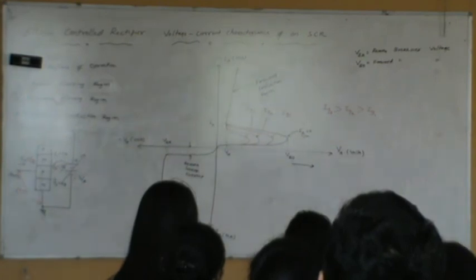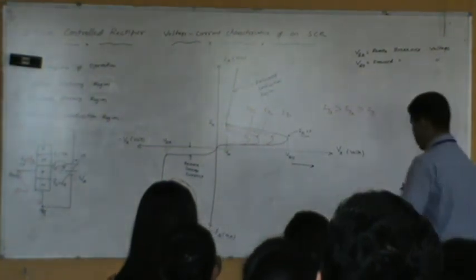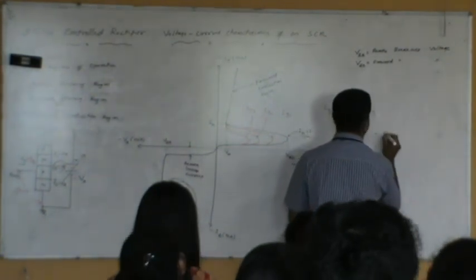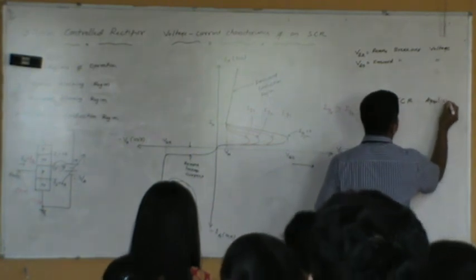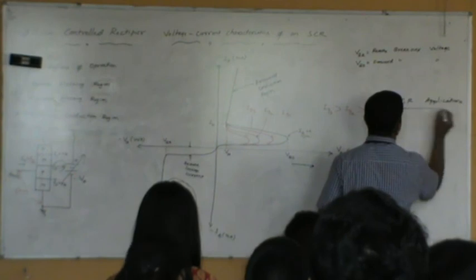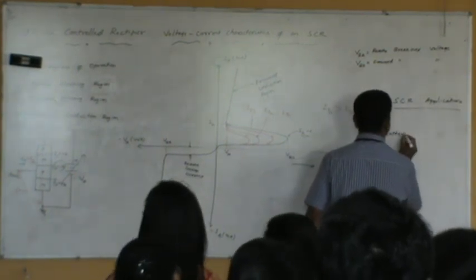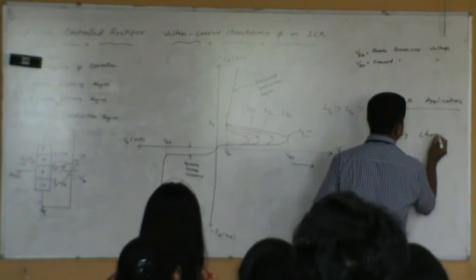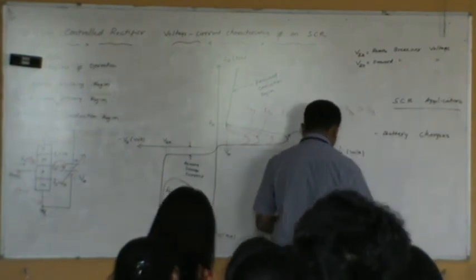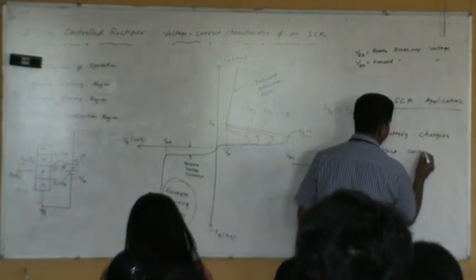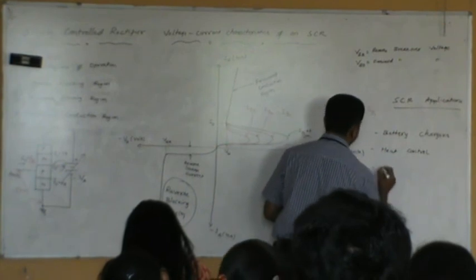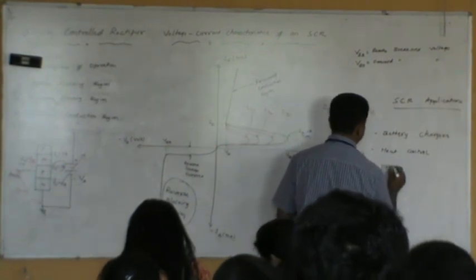You can go through this, or else let me conclude with applications. So many applications are there for the silicon controlled rectifier. Let me mention a few. The silicon controlled rectifier can be used in various applications, especially in battery chargers. They are also using it in some heat control circuits, and in some protective circuits.